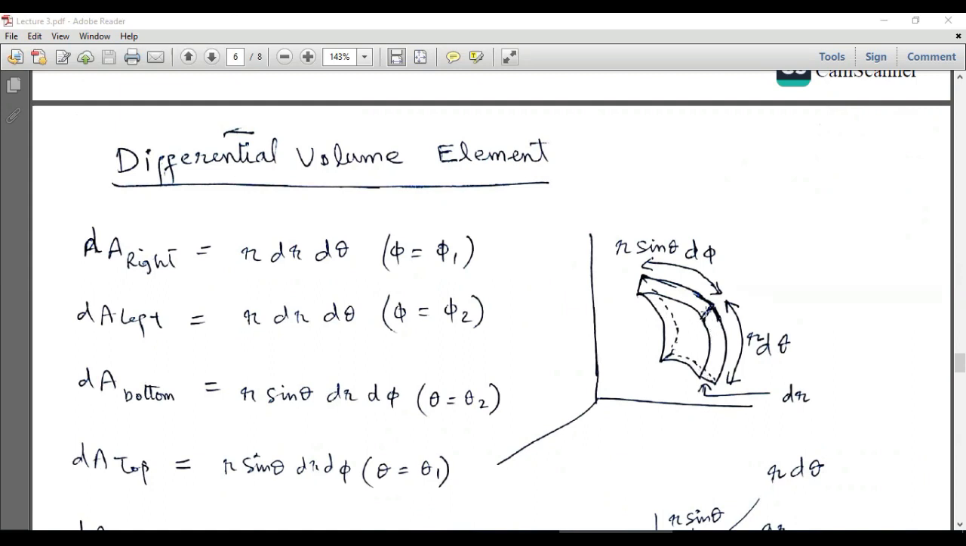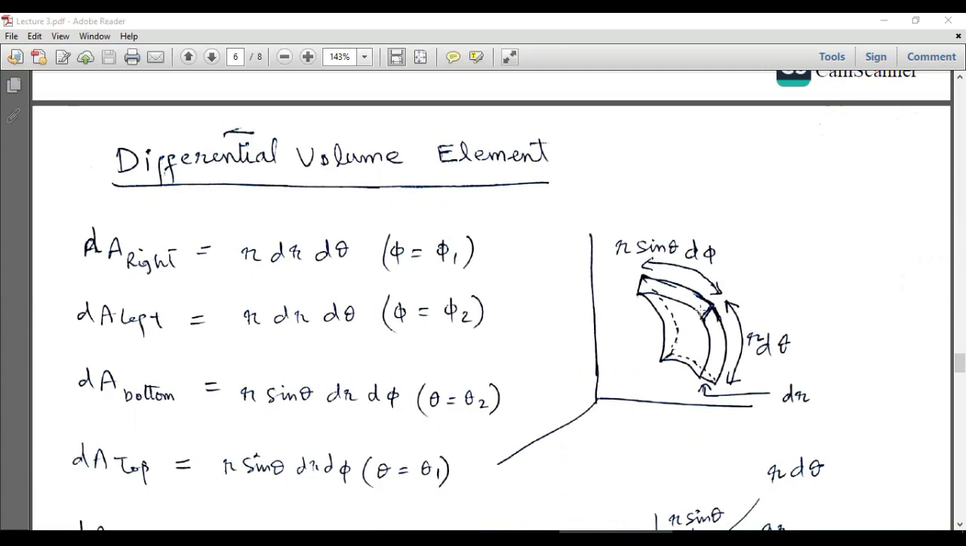Here this length will be along the r vector, and this will be called dr, and this will be actually r d theta, because the radius of this arc is r, and this angle is equal to d theta. So the length of the arc will be s equal to r theta. So the radius of curvature is r, and the angle is d theta. So the differential length of this vector is r d theta.